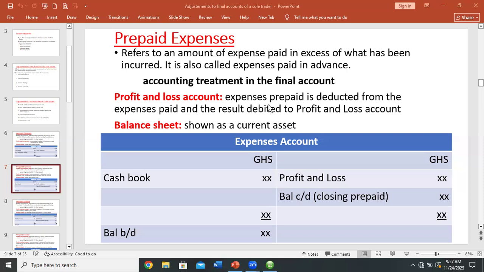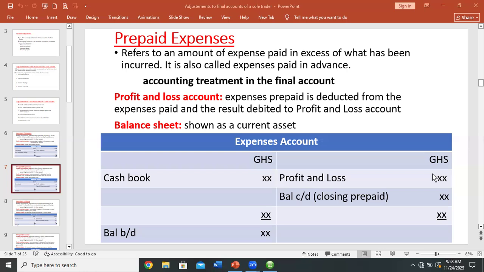Okay, so for the prepaid expenses, how you show it in the expense account, pay attention here. Again, how much you paid is debited, because anytime you pay expense, you debit it, right? So you see cash book here. But this time we are not adding on like the owings, we are subtracting. So you see that it comes to the credit side to subtract from the amount we paid. That amount will be taken to the next year because it's our own money. So you see balance carried down, closing prepaid. It is deducted, and whatever you get is how much you are taking to your profit and loss account.